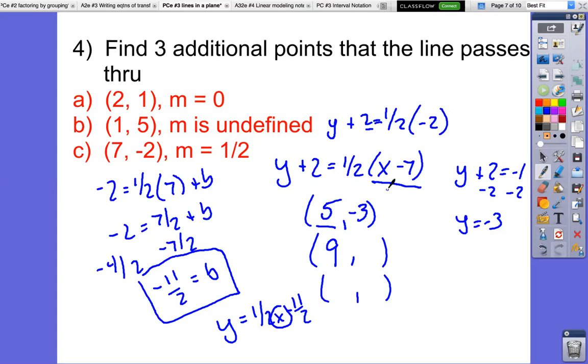If X is 9, 9 minus 7 is 2. Half of 2 is 1. There we go.